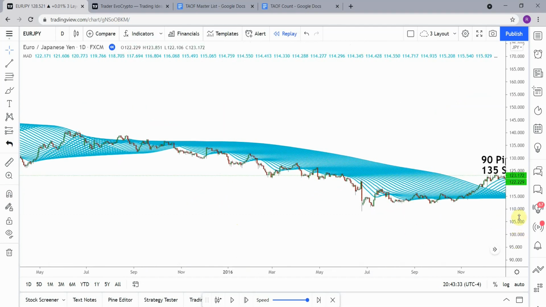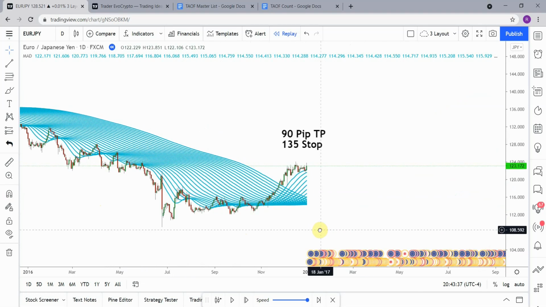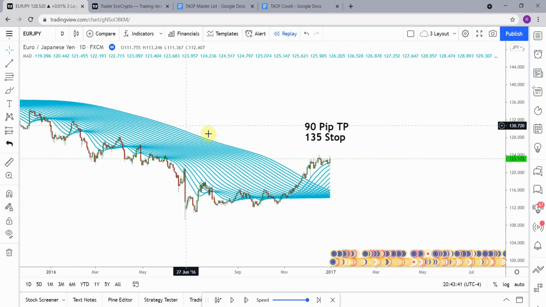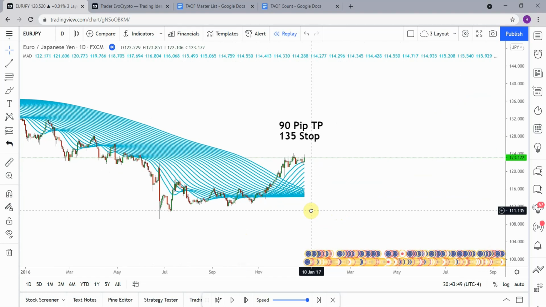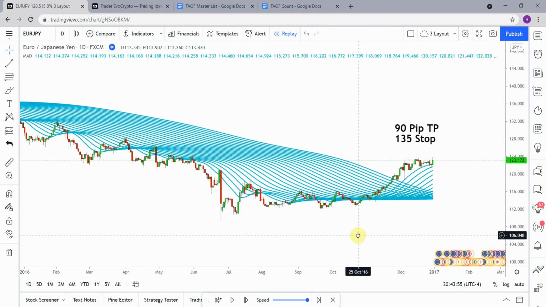So basically what we're going to do is look for price action to break out. Consider this ribbon to be kind of like a cloud, if you will, like the Ichimoku. Then what we're looking for is price action to break out above the cloud, like it does right here, or for price action to break out below the cloud, like it does here.